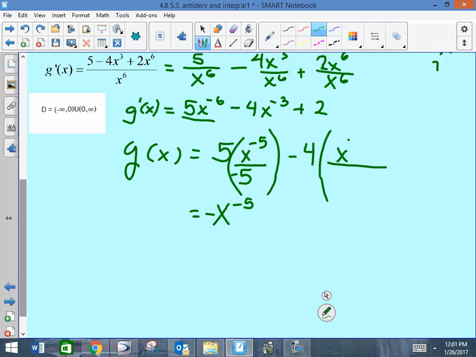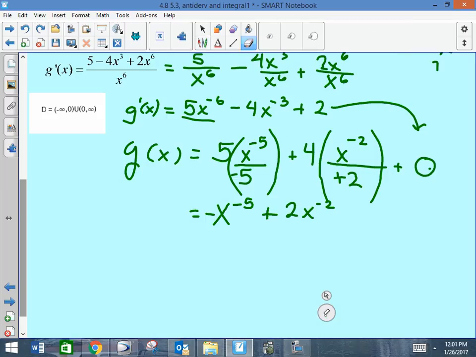X to the -3 plus 1, which is, and we divide by that same number. Once you figure it out, it's that same number down here. Okay, so now we simplify. We got plus 2x to the -2. Okay? Plus, what's the derivative of 2? Nothing. 0. Sorry, you're right. I asked the wrong question, didn't I? What's the antiderivative of 2?